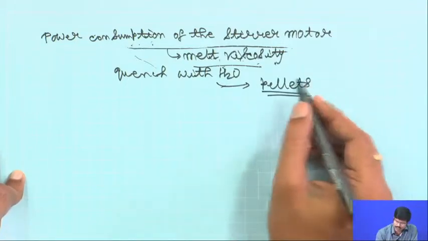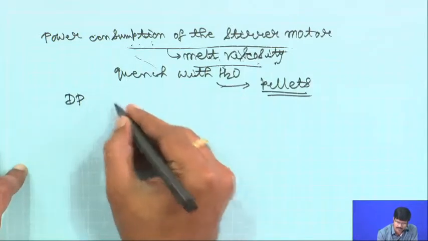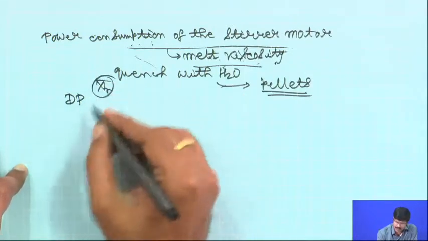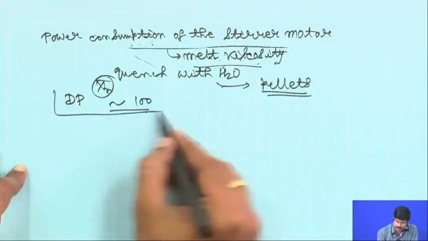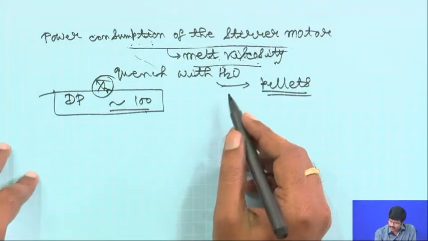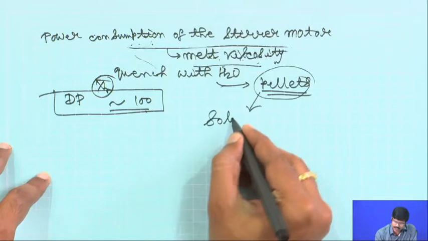Now, something that you have to keep in mind here: in this particular process the degree of polymerization, the Xn bar, that you can reach is only about 100. In order to obtain a higher degree of polymerization, you have to subject these pellets to solid phase polycondensation.